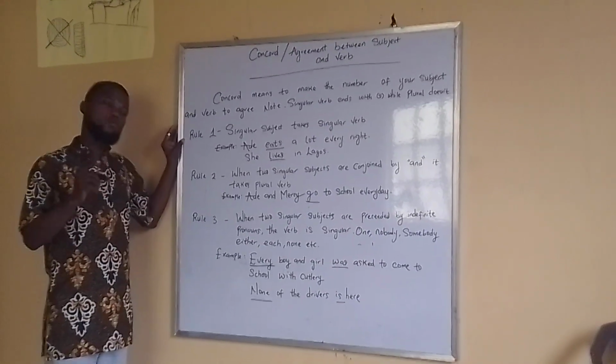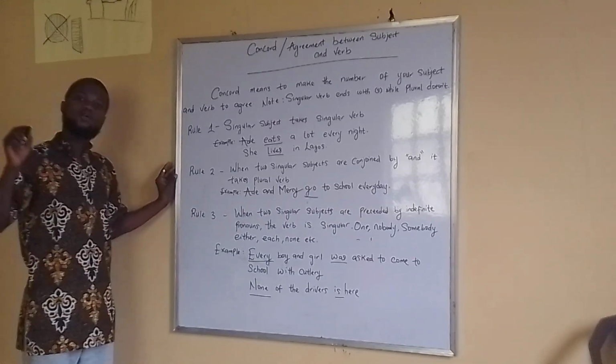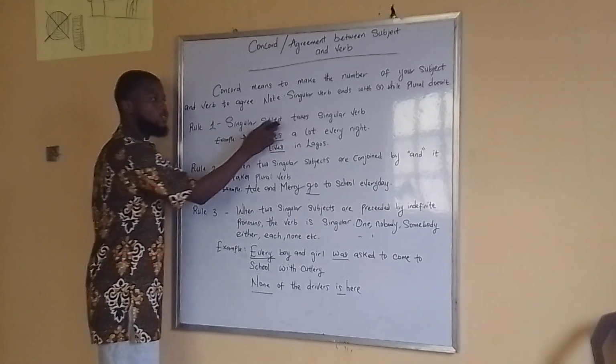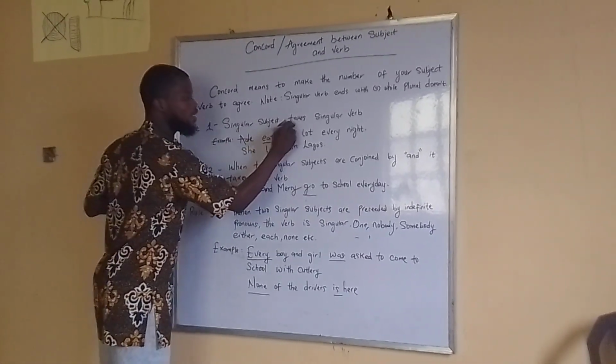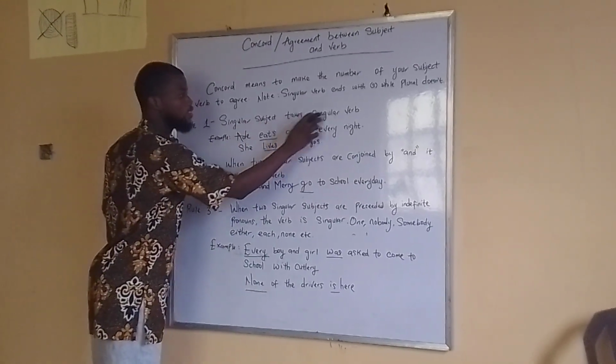Now the first rule of Concord is this: a singular subject takes a singular verb. Even from this we can understand that this takes is a singular verb. Now, a singular subject takes a singular verb.